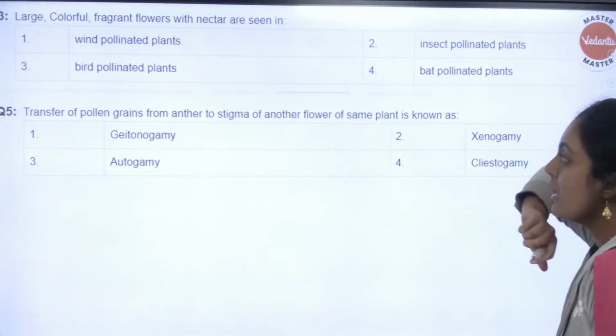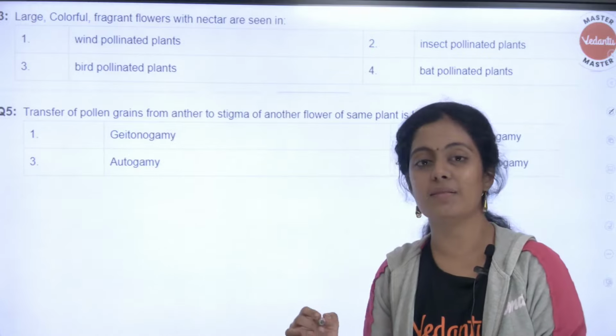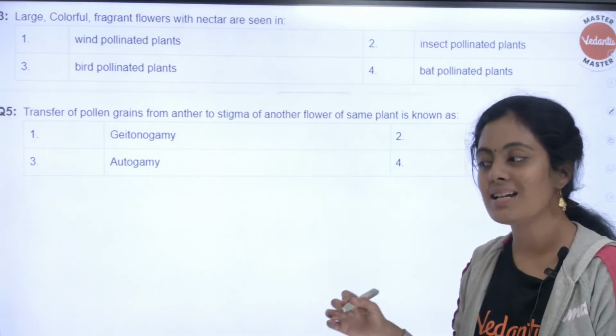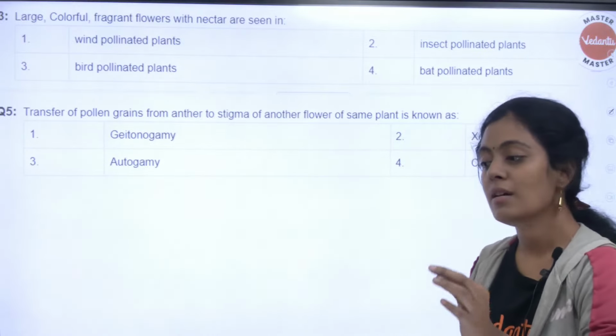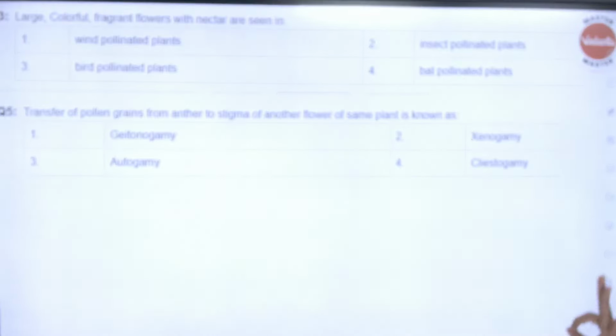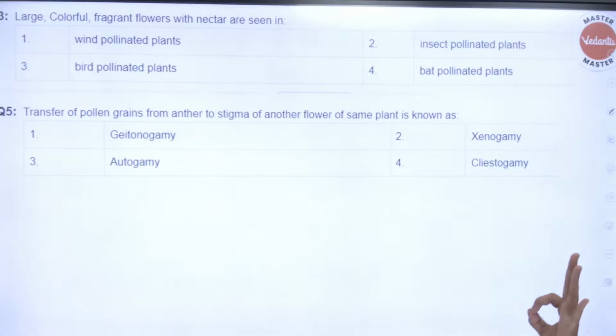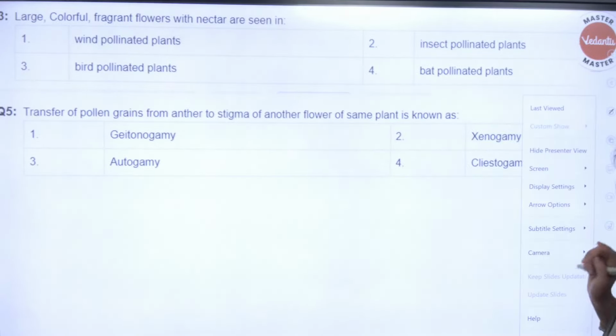Large, colorful, fragrant flowers with nectar are seen in insect pollinated flowers. Transfer of pollen from anther to the stigma of another flower of the same plant is known as geitonogamy. Okay? So these are some MCQs.